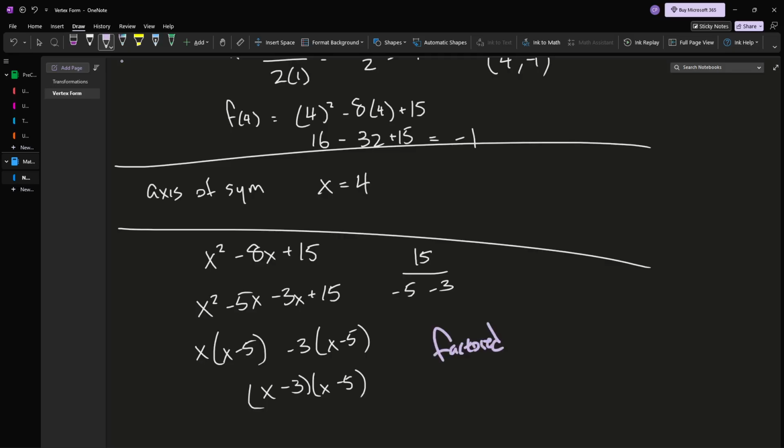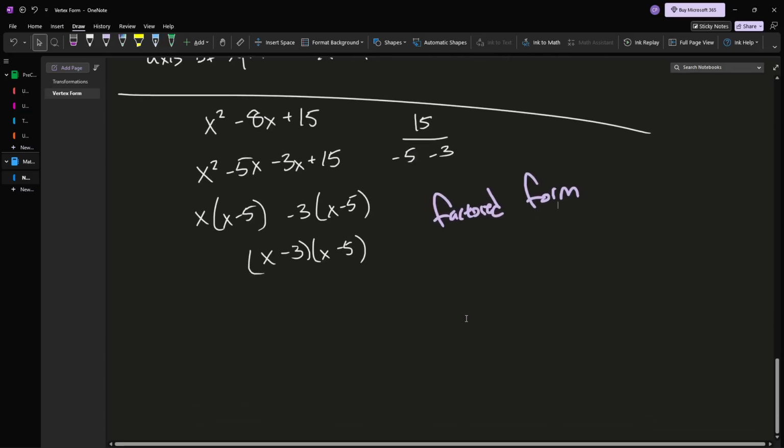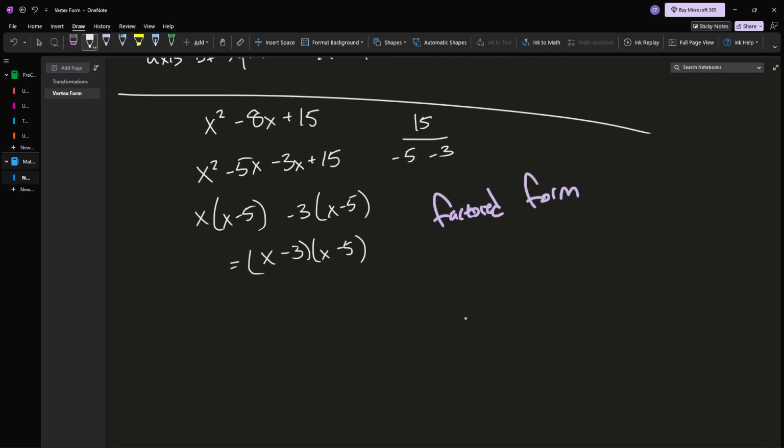We found factored form. This will come in handy later because we don't want to repeat work every single time. With factored form, we then set it equal to 0, and x minus 3 equals 0, x minus 5 equals 0, to get x equals 3, x equals 5 as your x-intercepts.